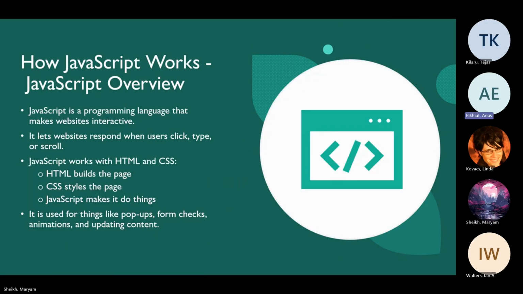JavaScript is a programming language that makes websites interactive. It allows a page to respond when we're clicking buttons, typing in forms, or scrolling. JavaScript works together with HTML and CSS. HTML gives the page its structure, CSS makes it look good, and JavaScript makes it do things. We use JavaScript for features like pop-ups, animations, form validation, and changing content on a page.